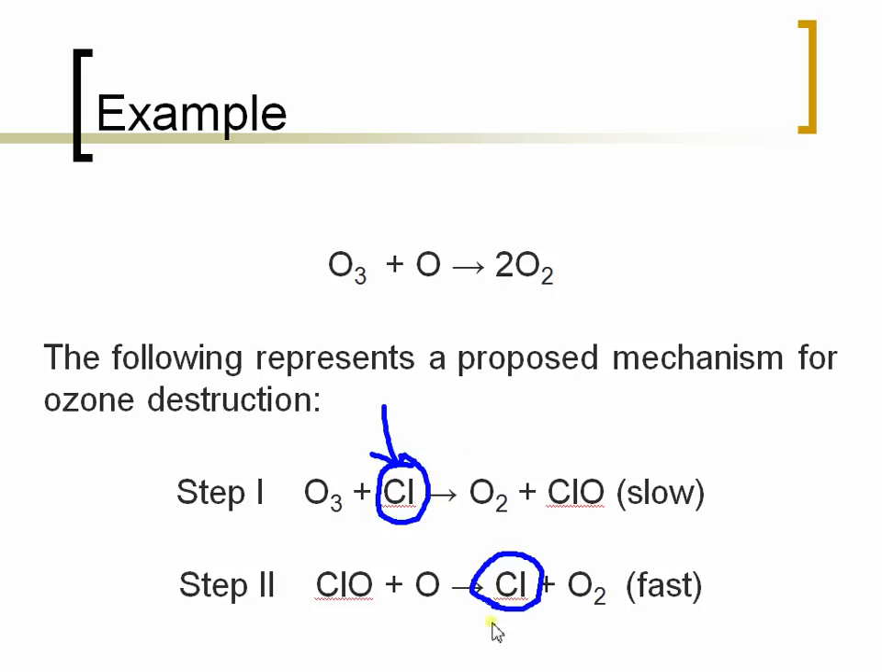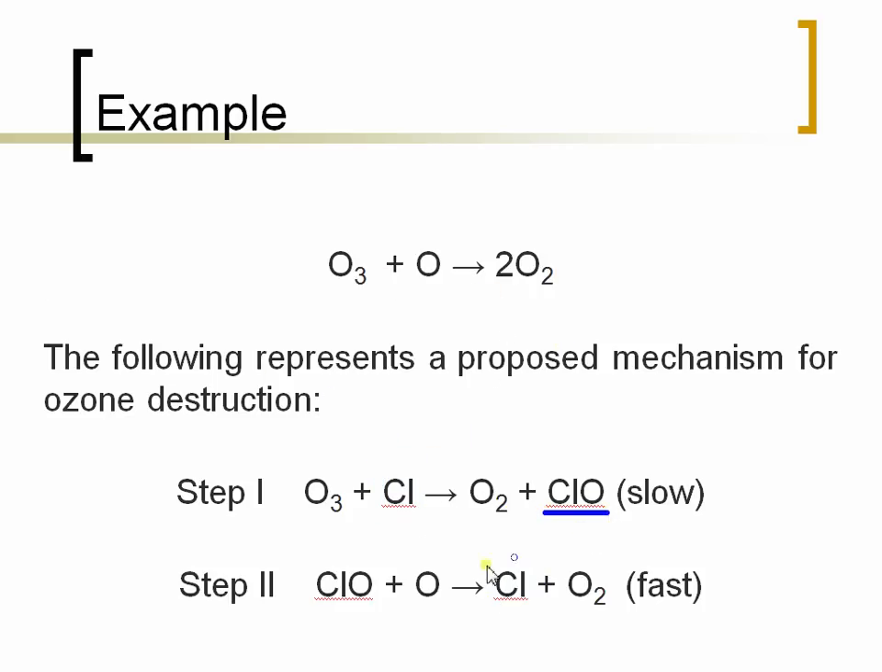When you add these two reactions, you notice there's no chlorine on either side, reactants or products. This is the true definition of a catalyst. Catalysts always show up on the reactant side in step one, and somewhere along the process, they also show up on the product side. So again, when you add the two reactions, there's no chlorine in there whatsoever. That's how you can identify a catalyst.